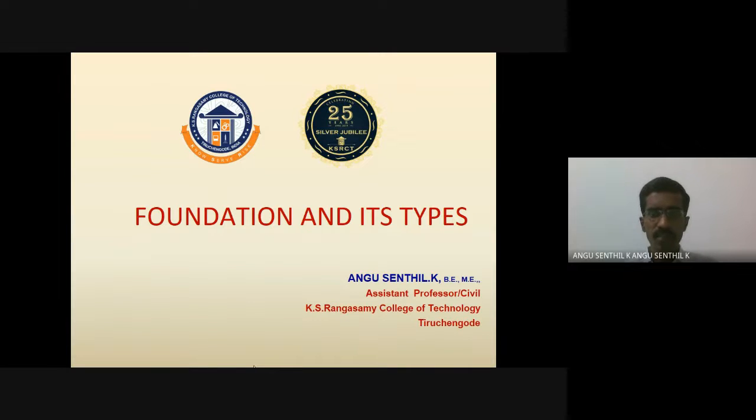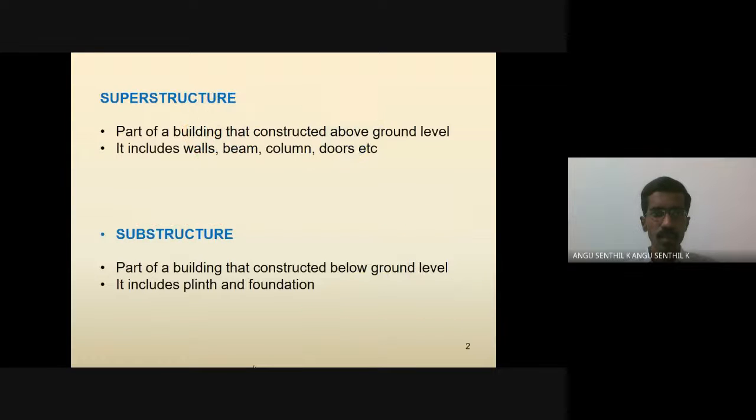Let us discuss foundation and its types. Superstructure, substructure. The part of a building that is constructed above ground level is called superstructure. It includes walls, beams, columns, slabs, doors, windows, etc. Then what is substructure? It is the part of a building that is constructed below ground level. It includes plinth and foundation.